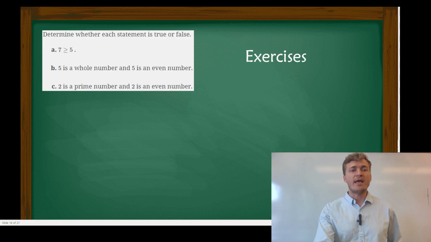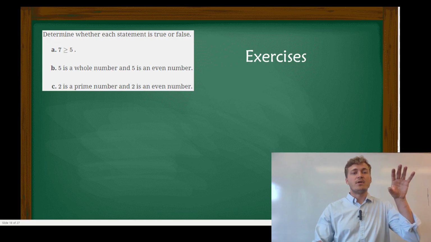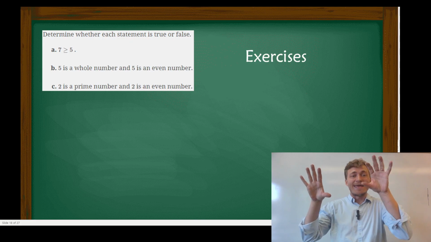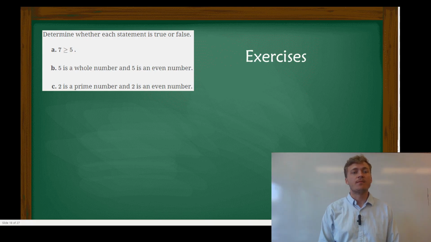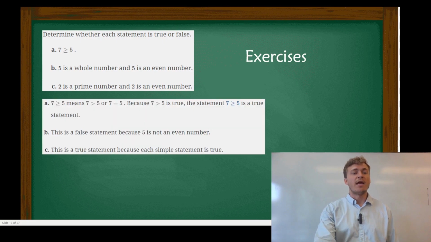5 is a whole number and 5 is an even number. Well, we know that 5 is a whole number, that's true. However, 5 is not an even number, that's a false statement. And as part B indicates, when you take a true statement and a false statement with an and connective in the middle, true and false is false. So part B is false. Part C says 2 is a prime number and 2 is an even number. Well, both of those statements are true, and when you have 2 true statements brought together by a conjunction, true and true is true. So part C is true.